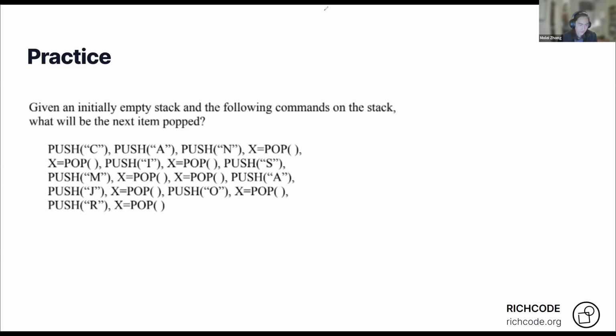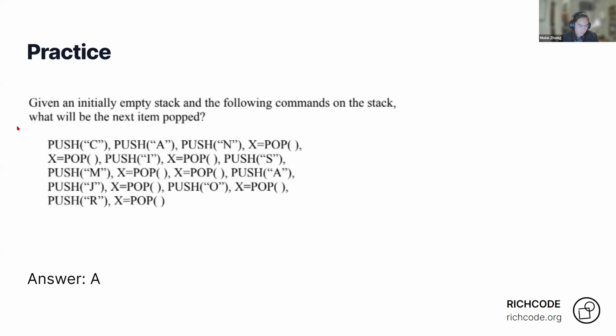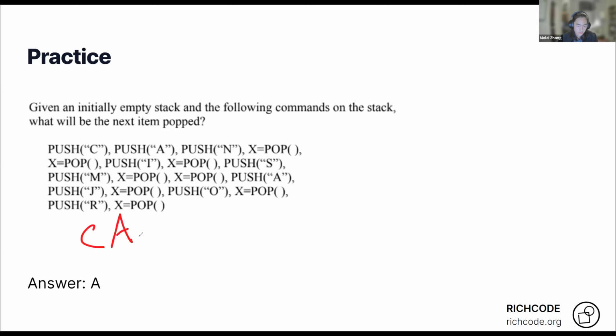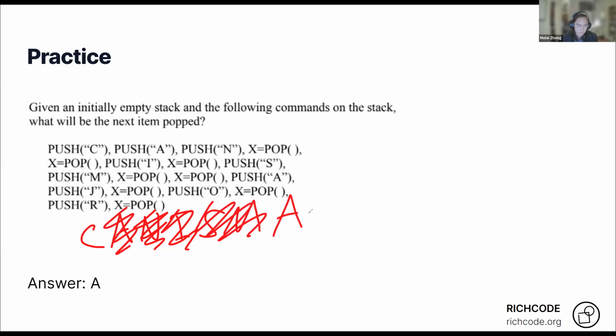I think you guys are getting faster at this. Good job. So let's look. The correct answer was A. So starting with an empty stack, push C, A, N, pop, pop, push I, N, pop, S, M, and we pop and pop, push A, J, and pop, we push O, pop, R, and pop. And then A is our last letter.